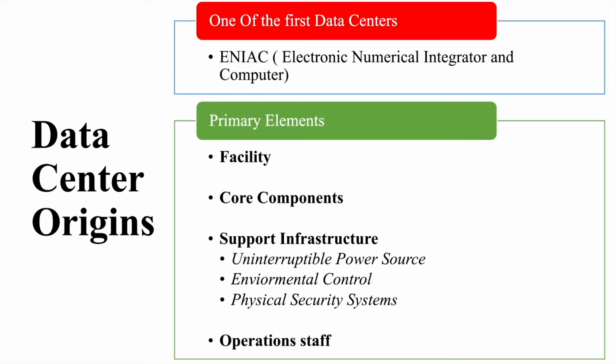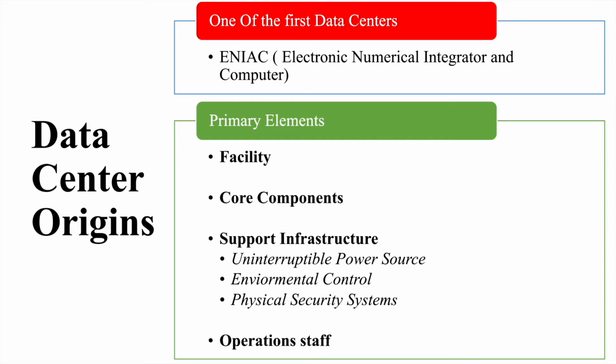There are four primary elements to a data center. One, which is the facility, which is the usable space available for IT equipment, designed to optimize space and environmental control to keep equipment within specific temperature and humidity ranges. The core components, which is equipment and software for IT operations and storage of data and applications. This may include storage systems, servers, switches and routers, and firewalls.